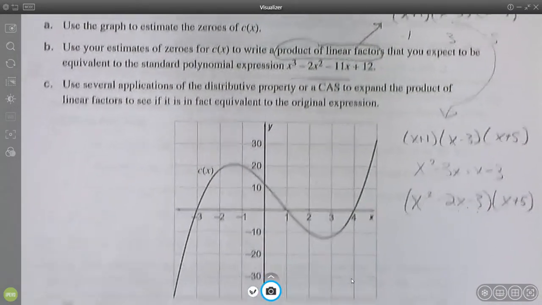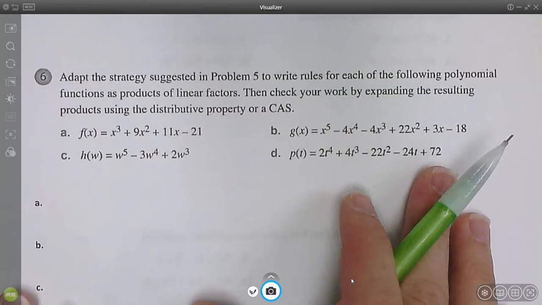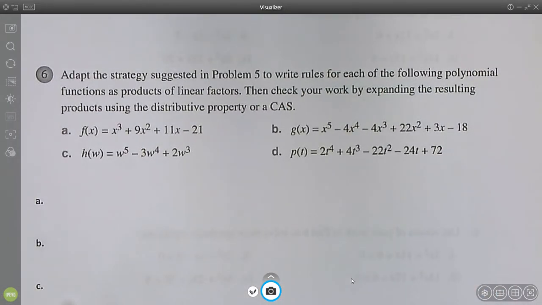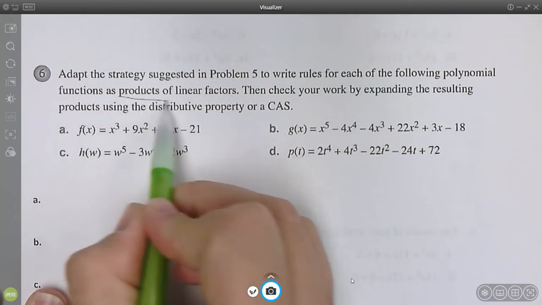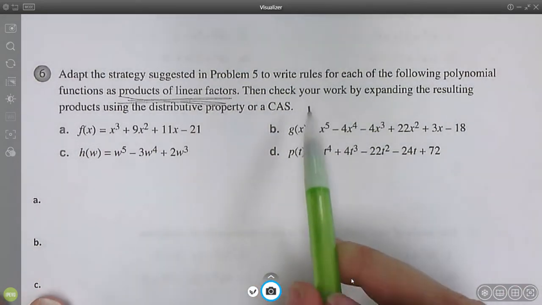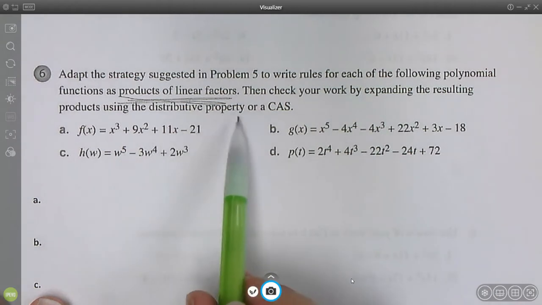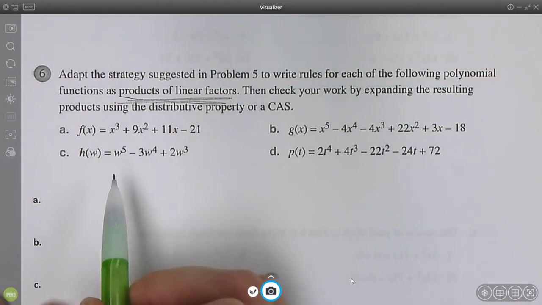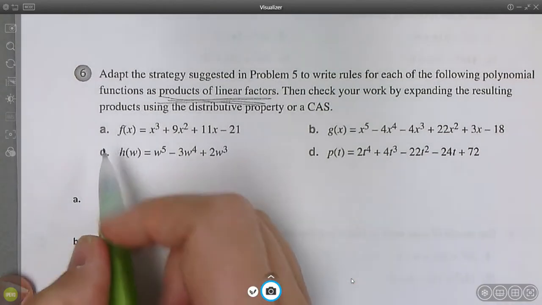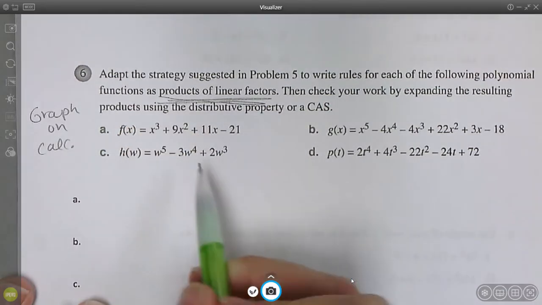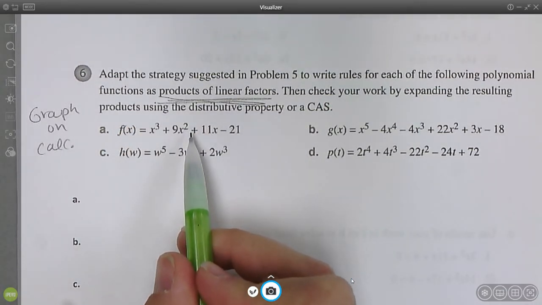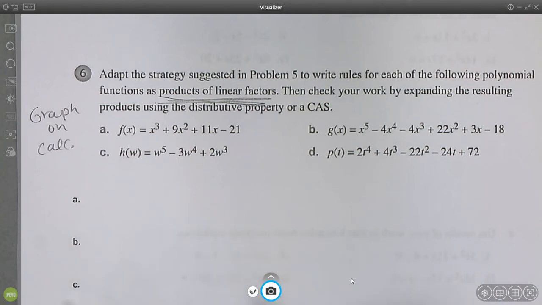Okay, then number 6 says adapt the strategy suggested in 5 to write rules for each of the following polynomial functions as a product of linear factors. So remember, product of linear factors, all that means is you're writing something in factored form. That is all that means. Then check your work by expanding the result using the distributive property. Okay, so for these, you are going to want a graph on your calculator. So graph on your calculator. So you'll graph this one, you find the zeros, you write it in factored form, and then you need to multiply it back out to see if you're correct.